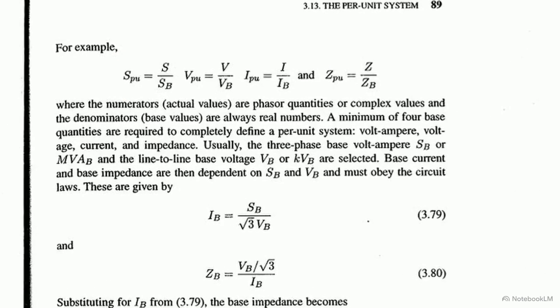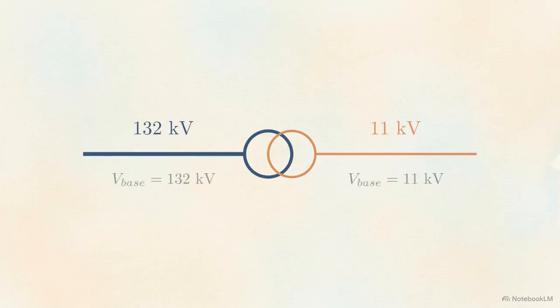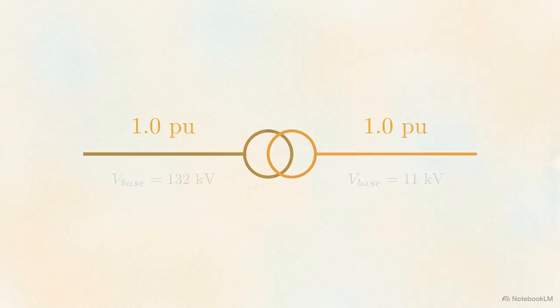To build this system, you only need to choose two independent starting parameters, your system base power, or S base, and your base voltage, or V base. Choosing these two bases provides a common reference point. Instead of juggling actual kilovolts on one side of a transformer and tens of kilovolts on the other, you shift the entire study onto a shared decimal scale.